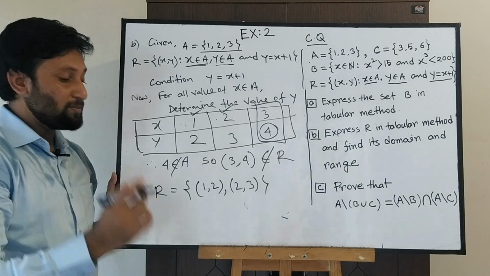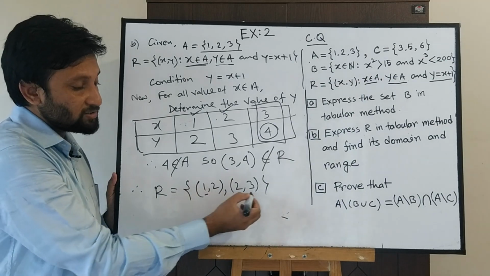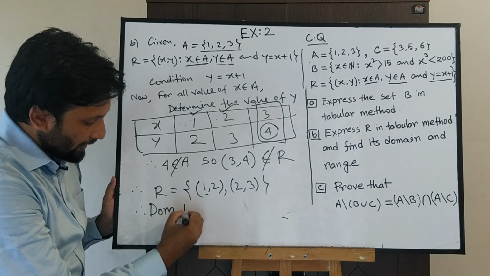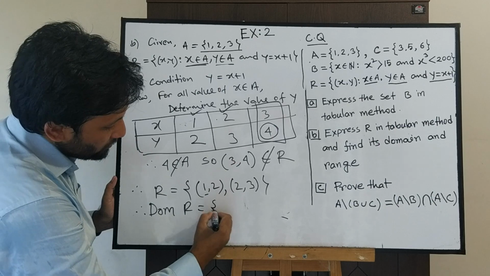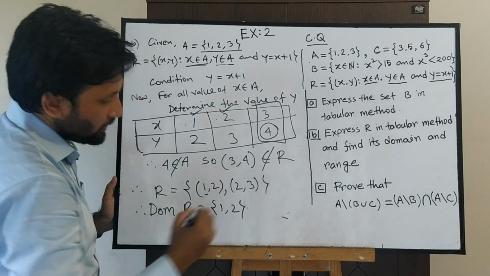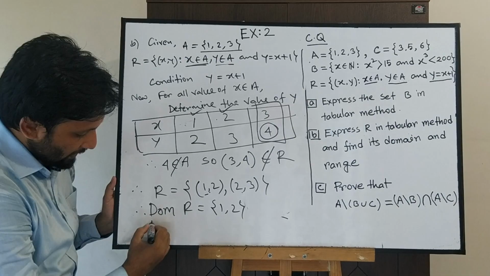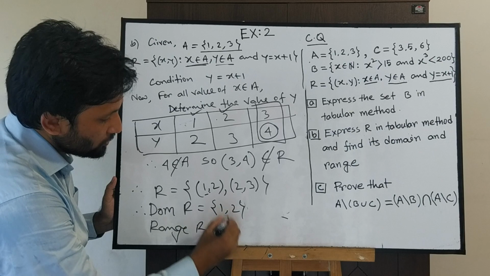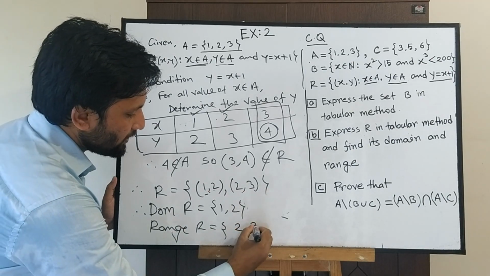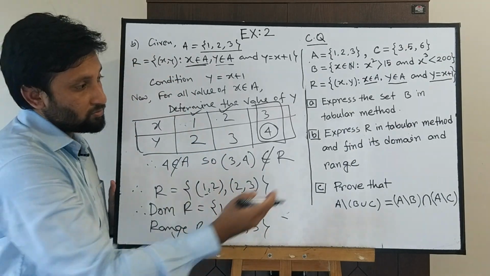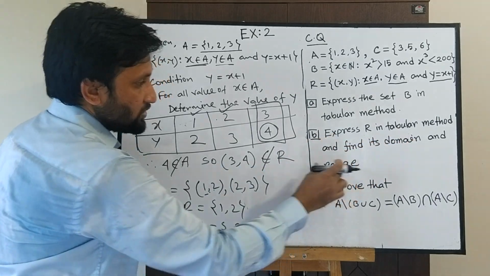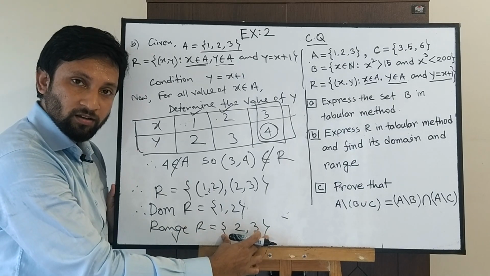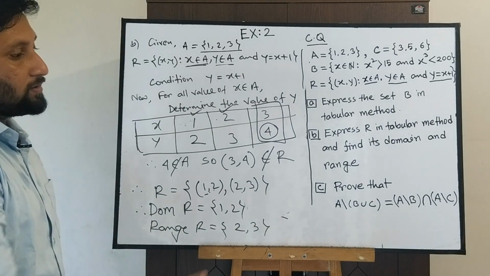We know that in the pair elements, the first element is the domain and the second element is called the range. That means domain of R equals 1 comma 2, and range of R equals 2 comma 3. This is the answer. We have to identify domain and range. So domain of R is 1 comma 2 and range of R is 2 comma 3. Okay, then C.